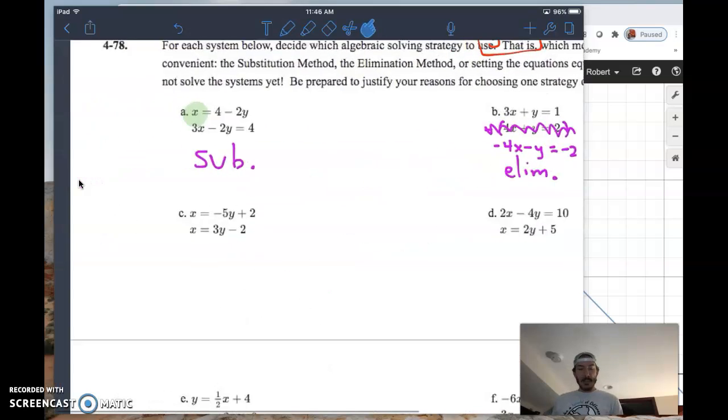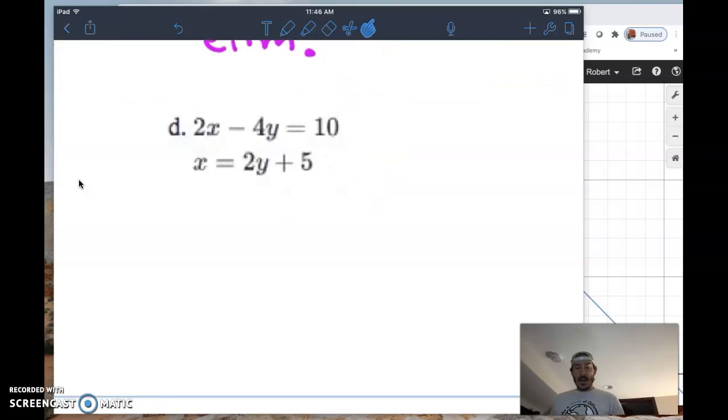All right, let me come back to C in just a second. How about D? What's your prediction? If you want to, pause the video, but I'm going to remind you that in D, x is by itself, and what does that mean? That means this should be a substitution problem. I would substitute here. I could take 2y plus 5 and plug it into that top equation for x.